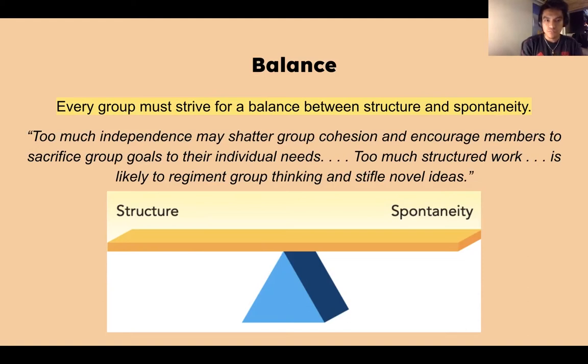So basically, too much independence or spontaneity would mean someone being too independent and focusing more on their own hidden agendas, as we've talked about, and not being a part of the group, and therefore messing up the group cohesion. But too much structure would be more of a dictatorship type thing, where people are really just thinking whatever one person thinks or whatever the general consensus is, and not really being creative with their ideas.